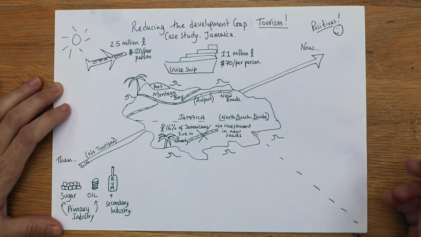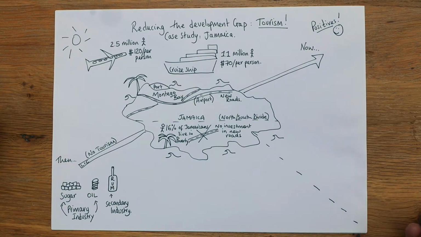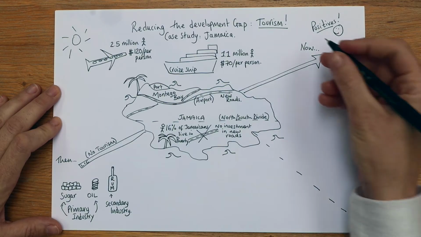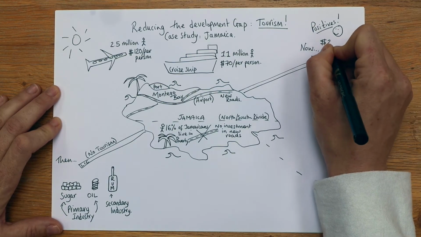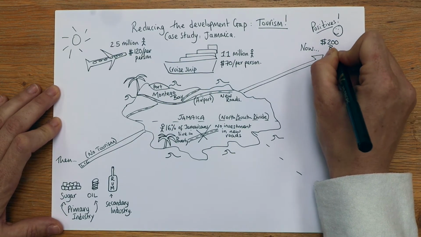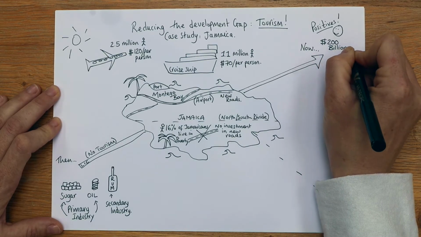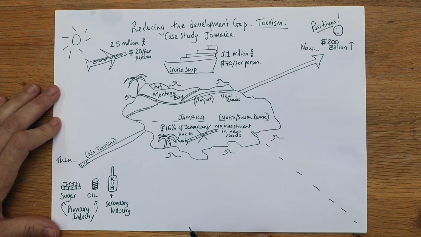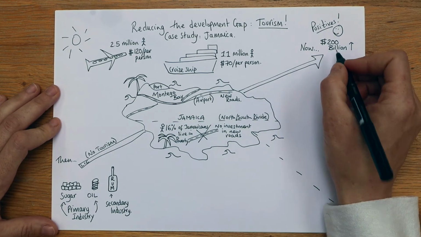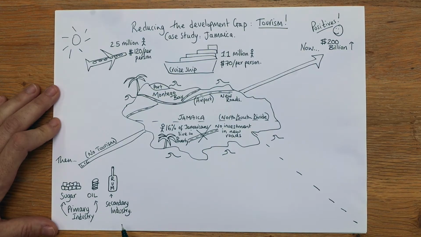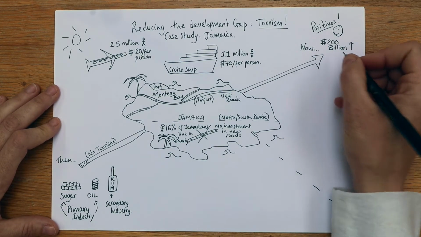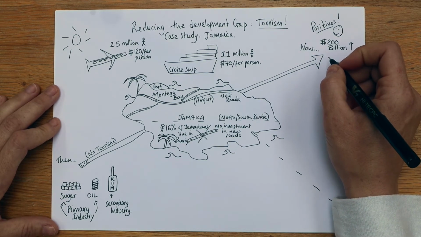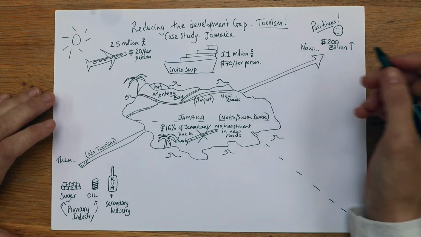Positives. Right, the main positive has to be the income that has been brought in through tourism. And the total income every year is a staggering $200 billion. This is revenue that has increased since tourism. So since people have started going there, this isn't from the sugar, the oil, the rum. This is from visitors, hotels, shops, gift shops, nightclubs, bars, restaurants, all the kind of infrastructure that goes with tourism.